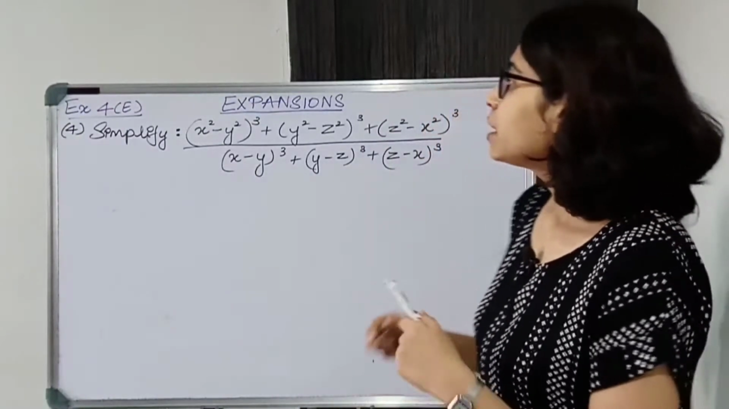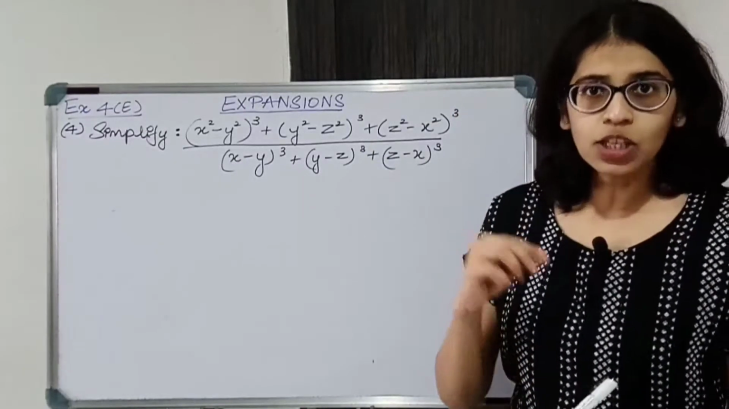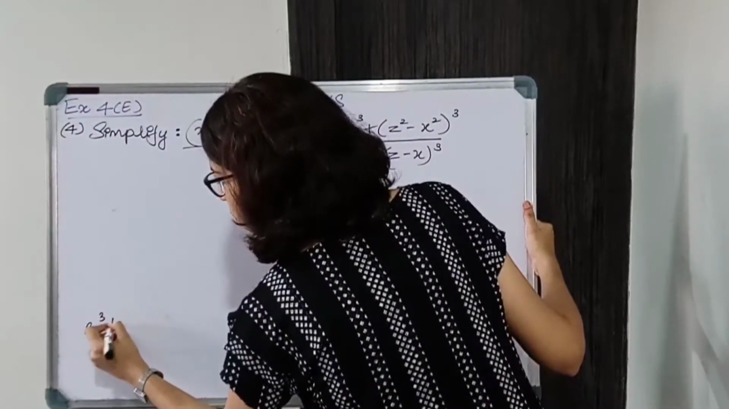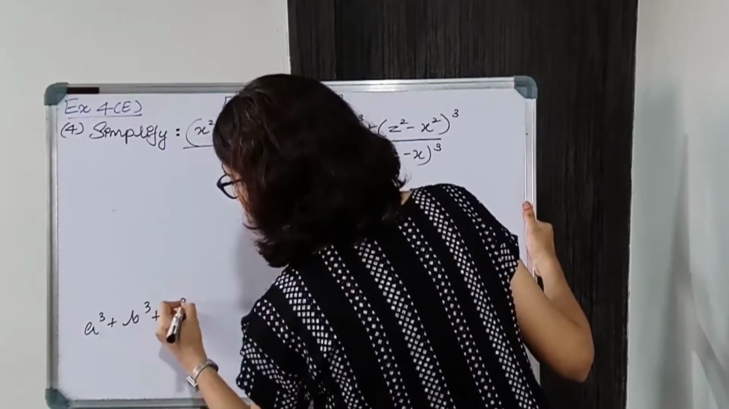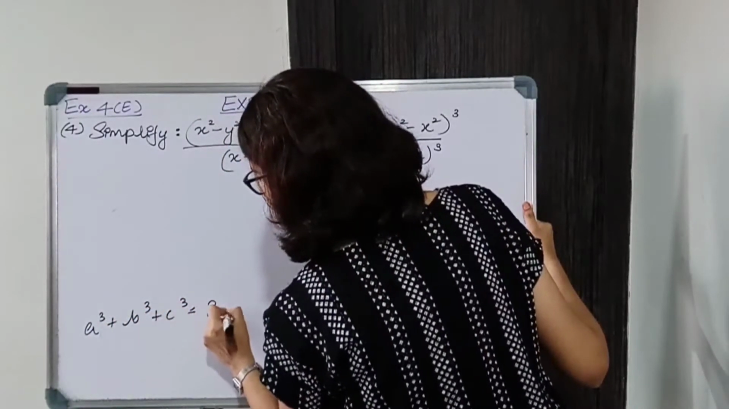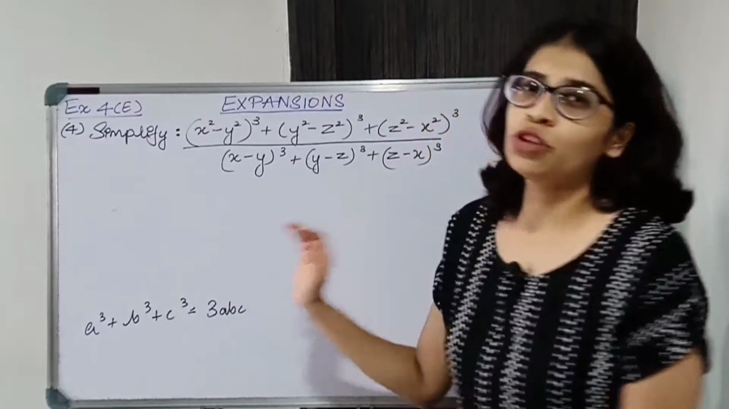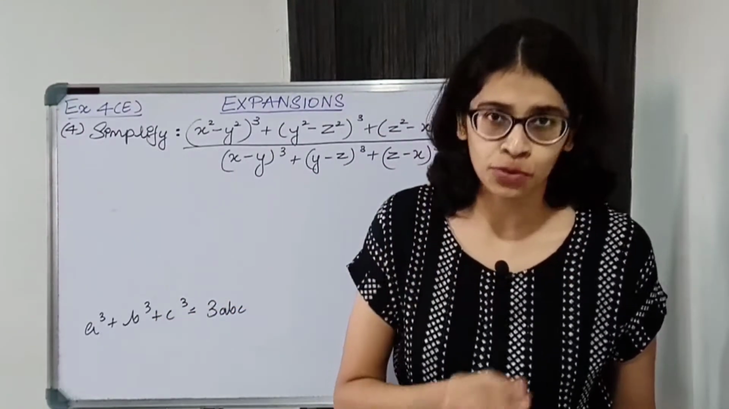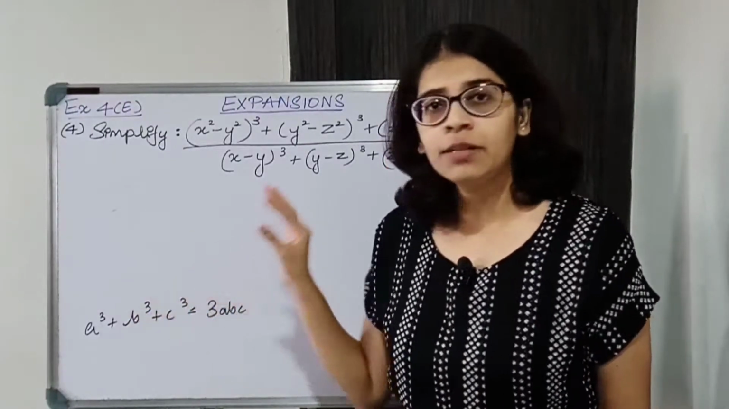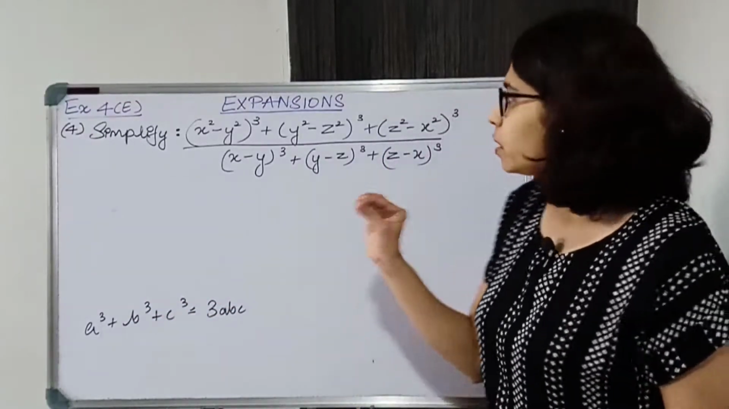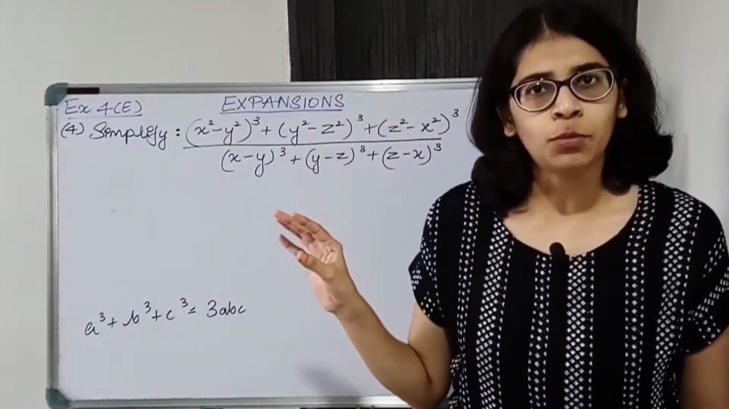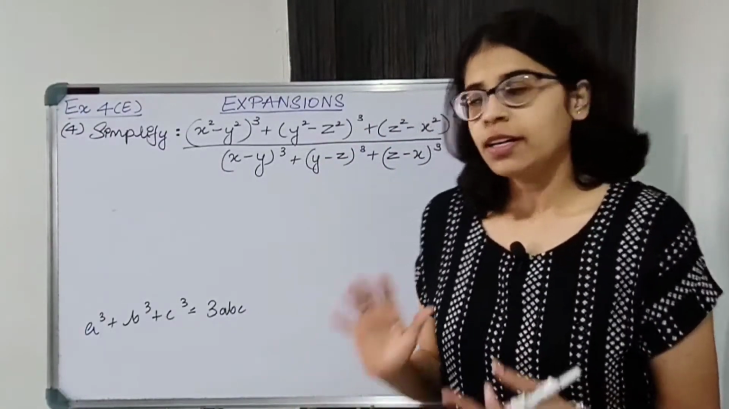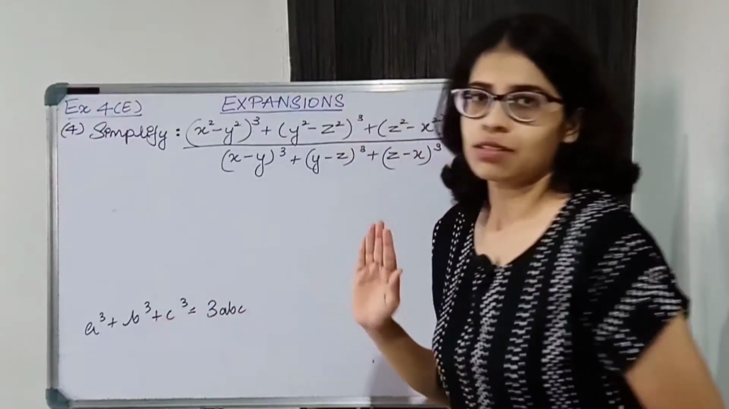We have a cube plus b cube plus c cube is equal to 3abc. Now students, I have told you not to use this identity unless and until you are told to use this. This property we are not supposed to use, but over here you cannot use any other formula. Even if you use it, it will become even more complicated. So instead we'll use this.